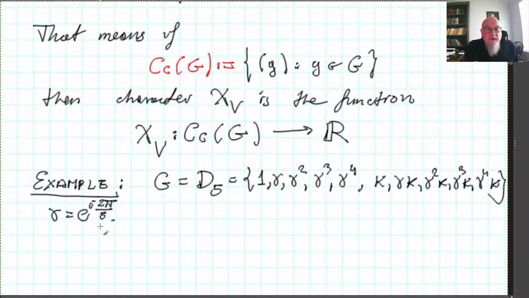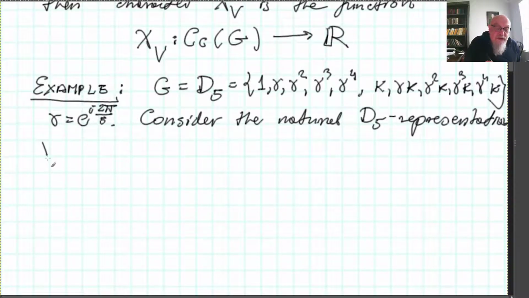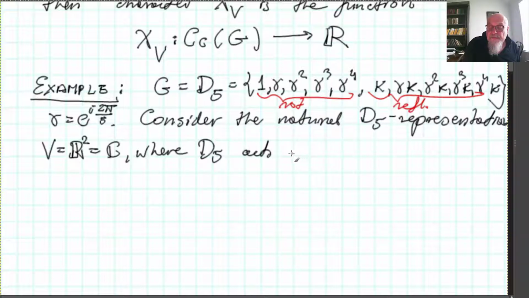And now let's consider the natural D5 representation, which in our case will be V equal to R^2, and this will be C. In this case we know that those are the rotations, and those are the reflections, where D5 acts by complex multiplication.